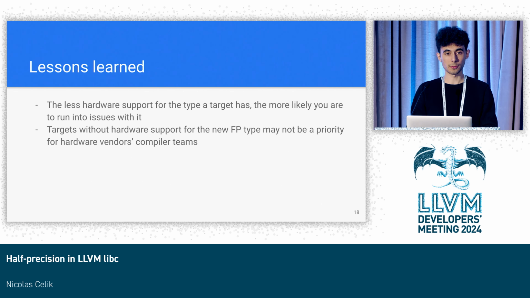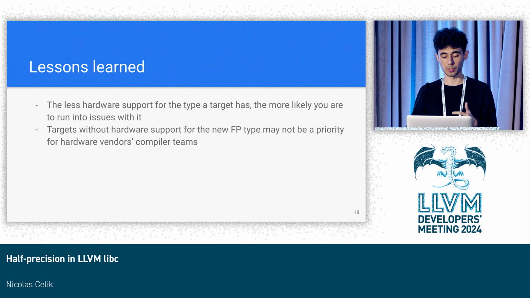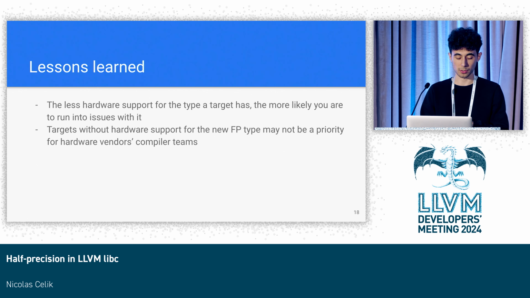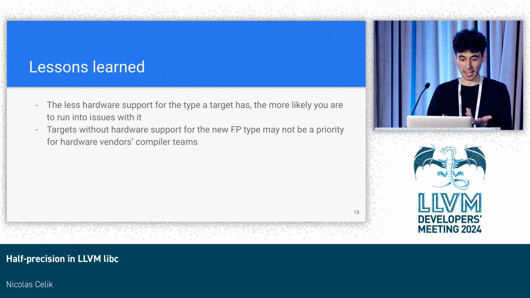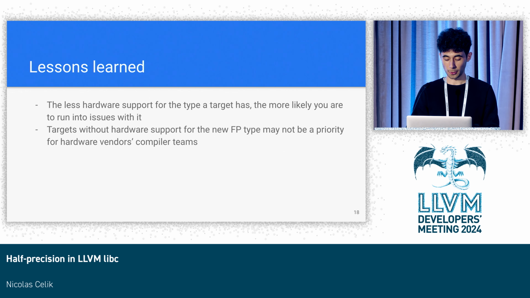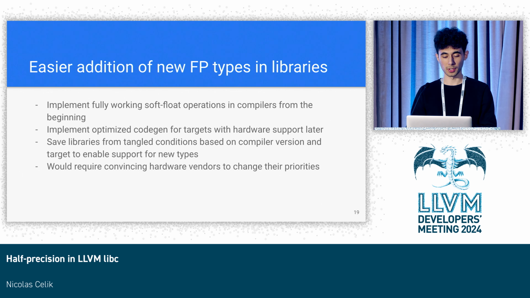So what lessons did we learn from all these issues we ran into? Well, you can kind of see a pattern. The less hardware support we have for a new type on a certain target, the more likely we are to run into issues with that target. Because if you have full hardware support, you don't need all these software conversion functions, for example. And currently, it seems hardware vendors are mostly interested in supporting hardware for which they have hardware support.